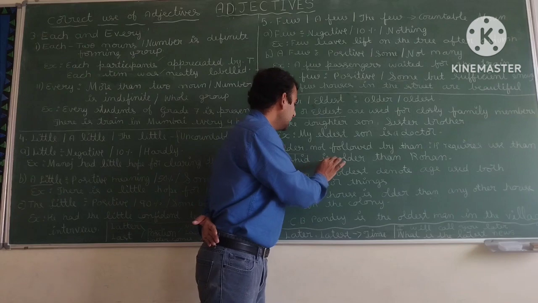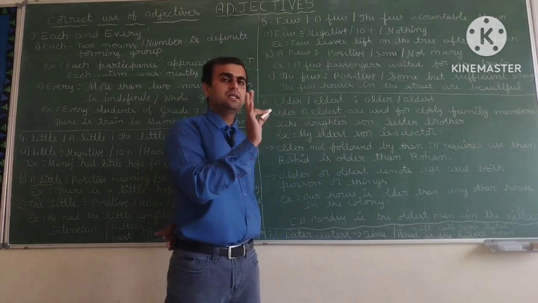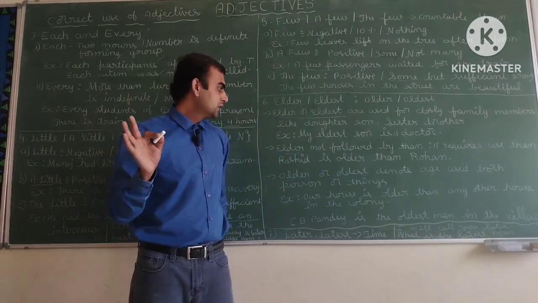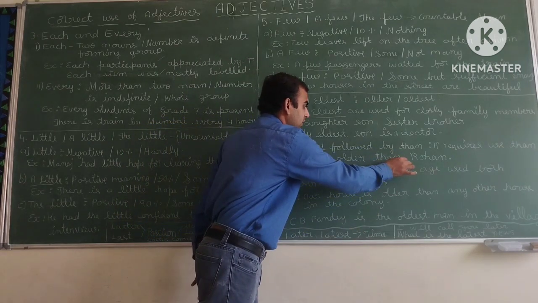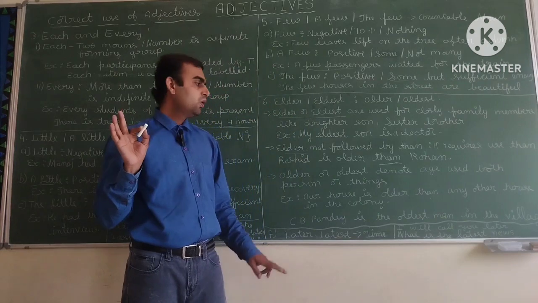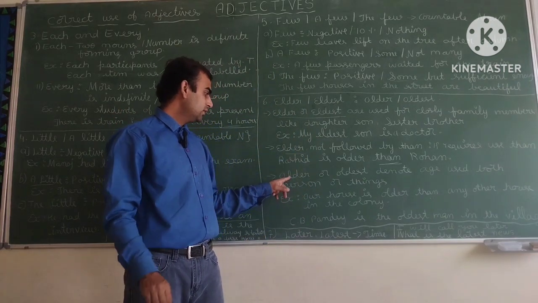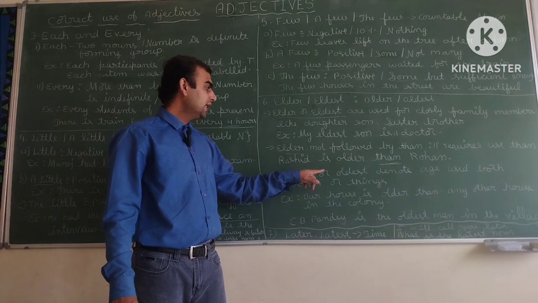Example, Rashid is older than Rohan. If you want than, for a comparative degree, we have to use older, not elder.